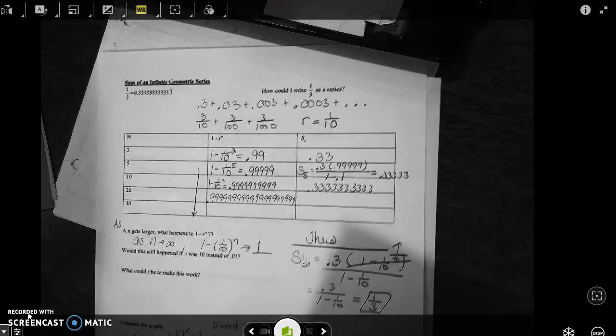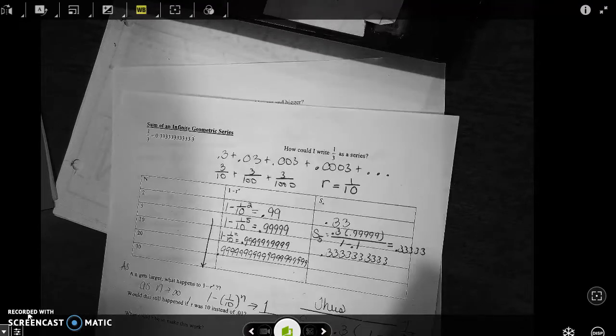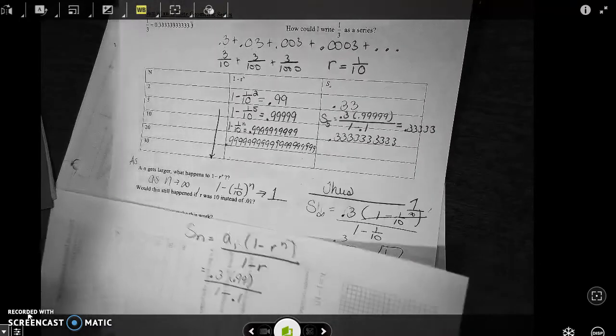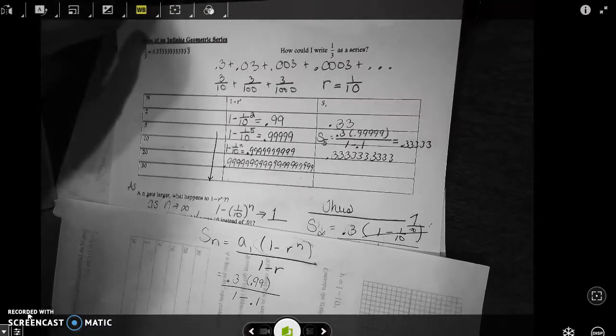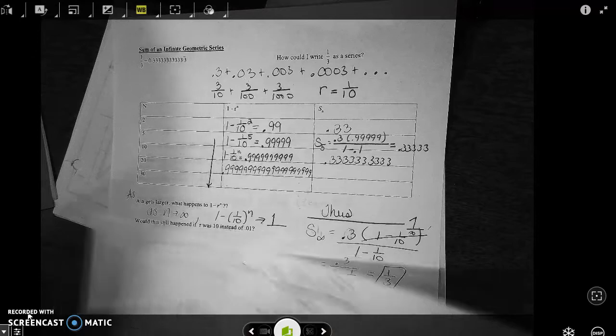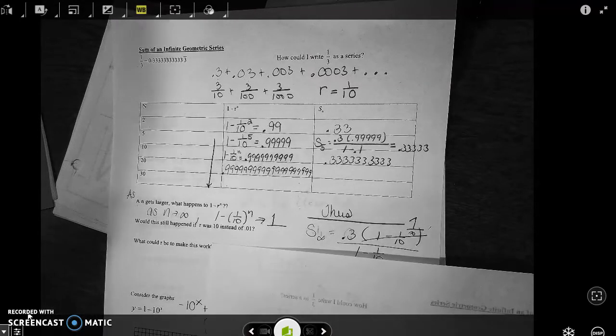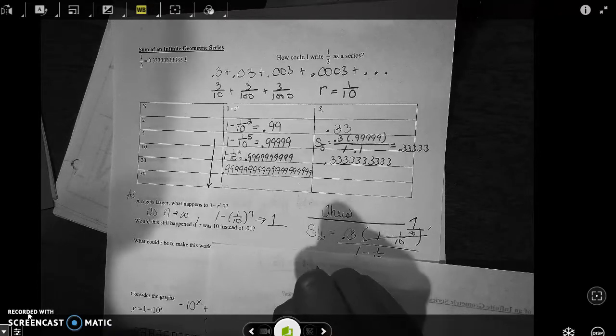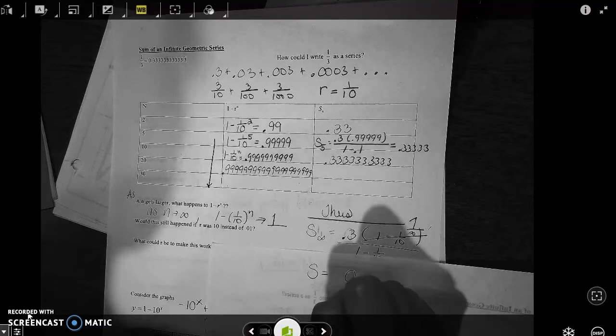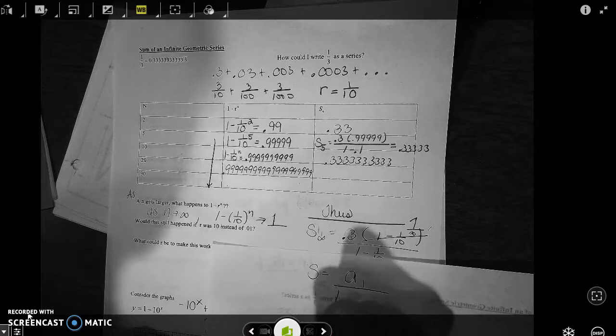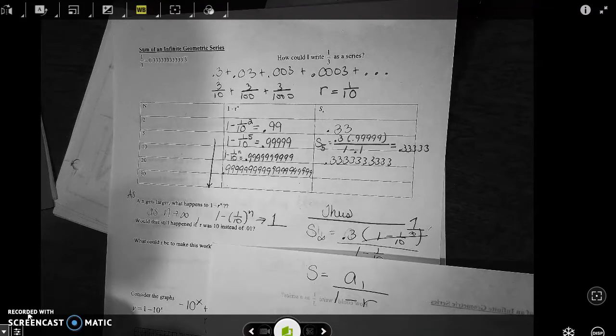So what in the end does this mean for us? Here's the big picture that we're looking for. There are times that we can find the sum of an infinite geometric series. And when we can do that, we find the sum by simply taking A1 over 1 minus r. That's what happened in this equation.